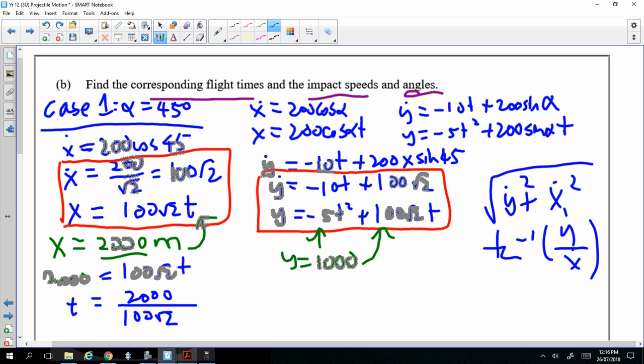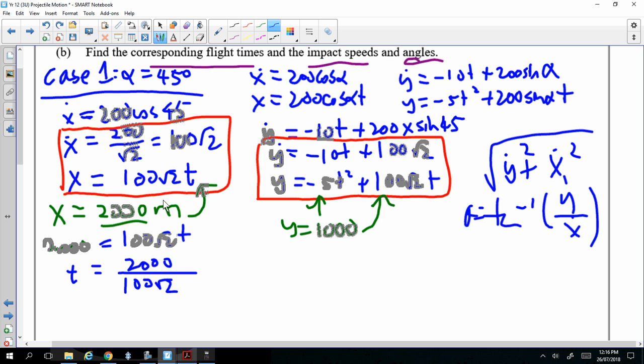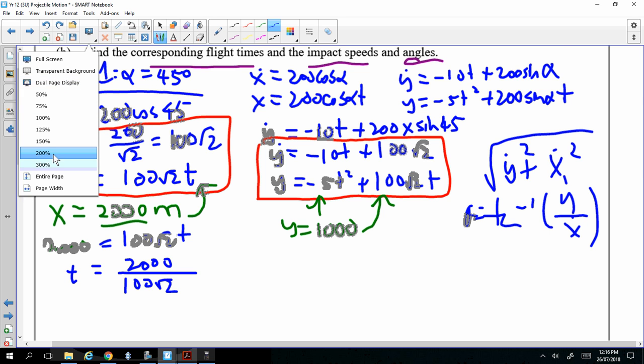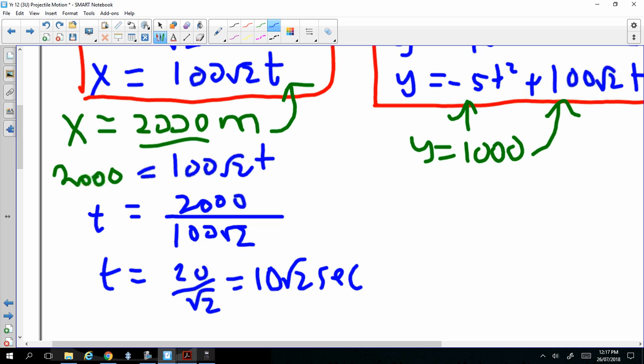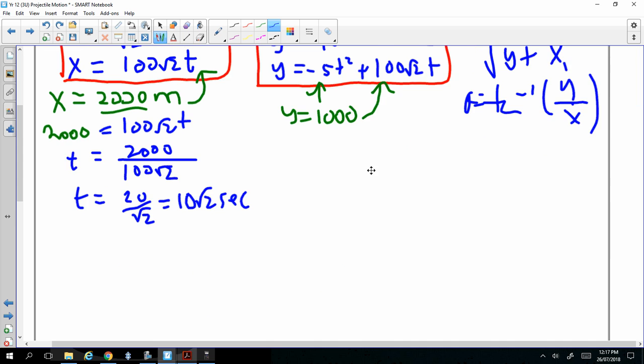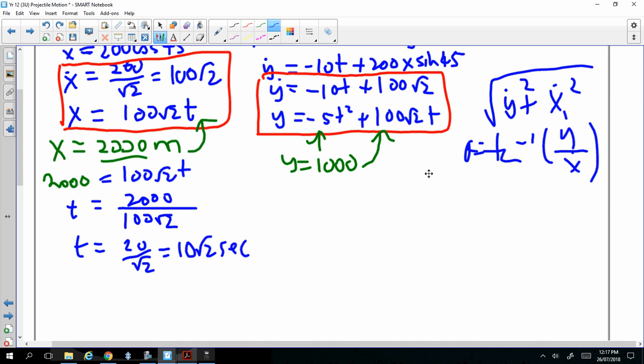So let's continue. We can simplify, which is 20 over root 2, which cancels, and you get 10 root 2 seconds. So it takes 10 root 2 seconds to reach the top of the mountain. And we've got the time now. Once you've got the time, we need to use it to find the speed. So let's work out the speed. We substitute this time into both x dot and y dot. So x dot is the constant. So let's work out the impact speed.